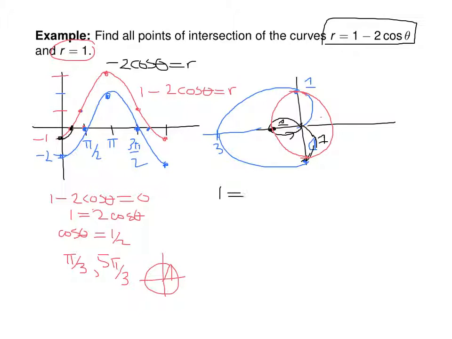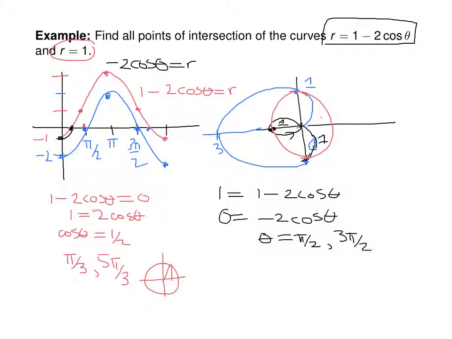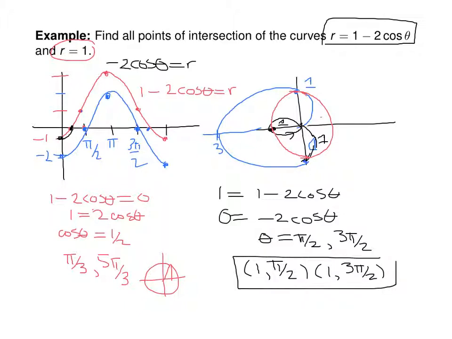So if I set 1 equal to 1 minus 2 cosine of theta, that tells me that 0 equals negative 2 cosine of theta, which occurs when theta is equal to pi over 2 and 3 pi over 2. So I have the points 1 comma pi over 2 and 1 comma 3 pi over 2. So there we go. That's this point and this point.